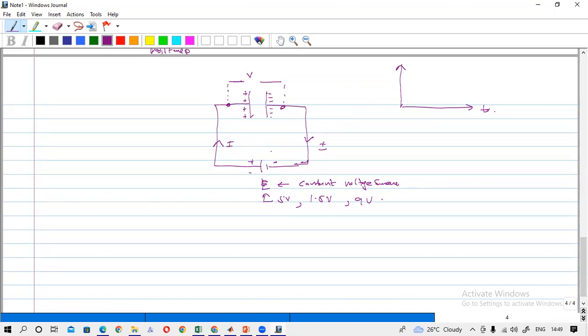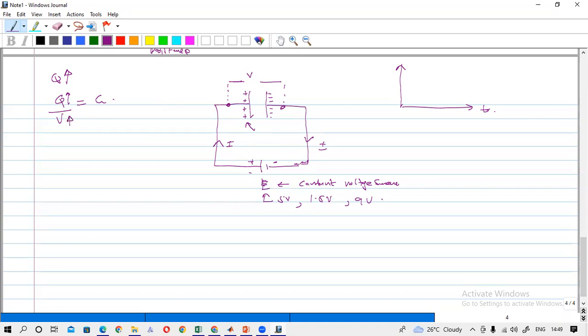The current will flow through this, and the capacitor is charged. When it is charging, the number of charges will be increasing, that means Q is increasing. You know that Q divided by V is equal to C. So with respect to time, the Q is increasing, and according to that, the V also should increase.